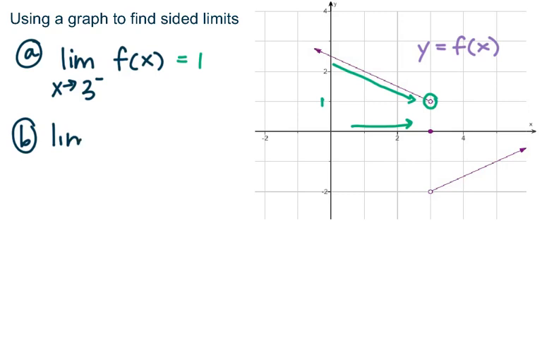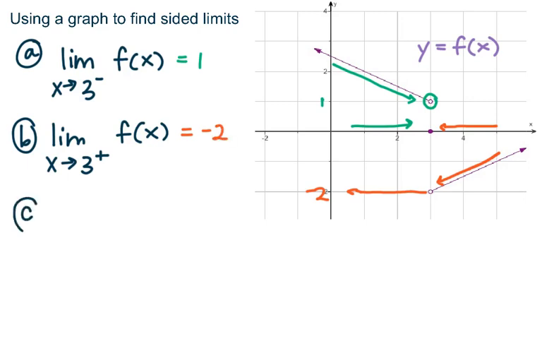If we were to look at the limit as x approaches 3 from the right of this function, approaching 3 from the right would mean we would travel along the graph toward x equals 3. And as we approach 3 from the right, my function value approaches but never touches -2.